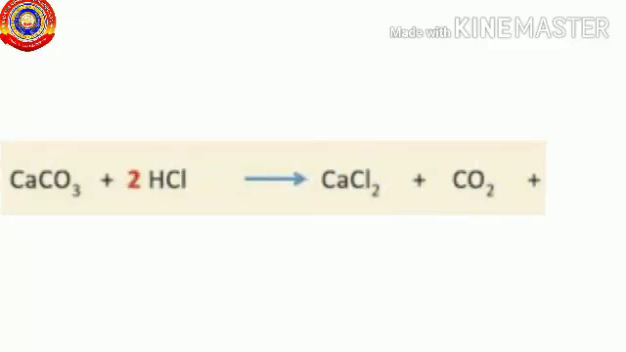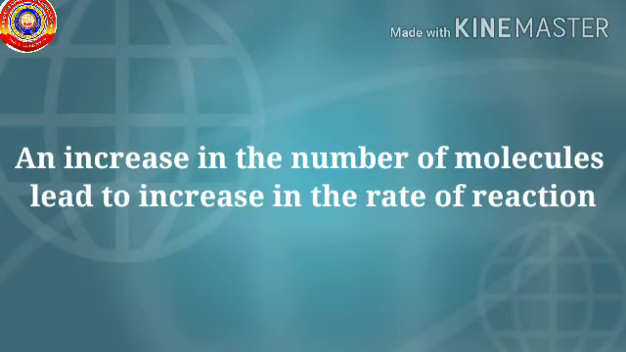The equation for the experiment can be written as CaCO3 plus 2HCl gives CaCl2 plus CO2 plus H2O. As you know, carbonates react with the hydrochloric acid to form carbon dioxide. That is why the lime water turns milky. From this experiment, you understood that an increase in the number of molecules leads to an increase in the rate of reaction. Let's see the reason.